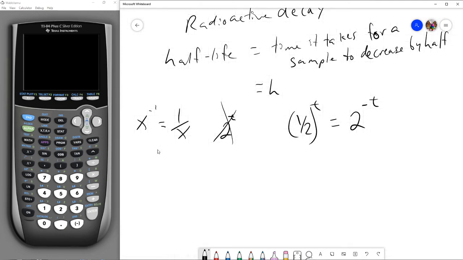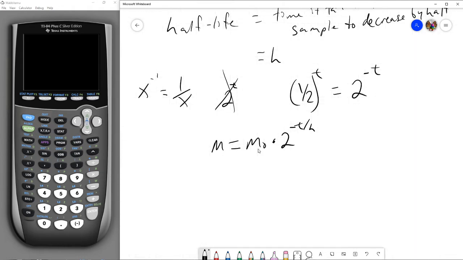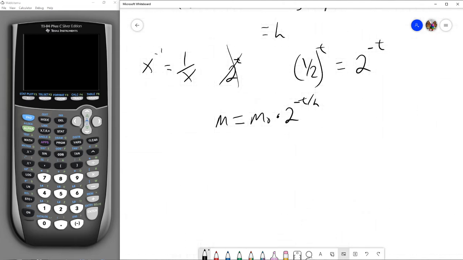So our radioactive decay, we can initially think of it as a mass is equal to an initial amount times 2 to the negative t over h. So m would be our mass at time t. M naught would be our initial mass, how much of the radioactive substance we are starting with. H is our half-life.